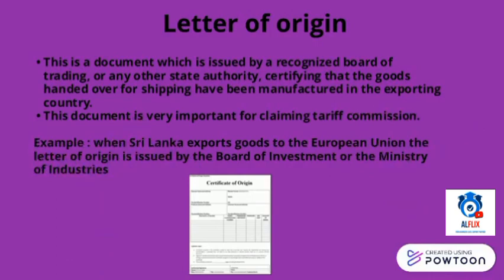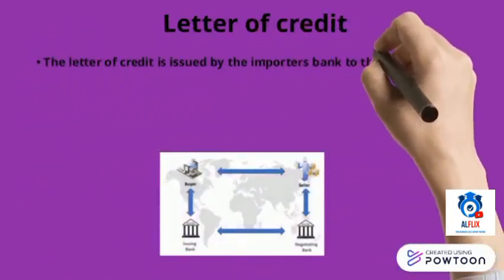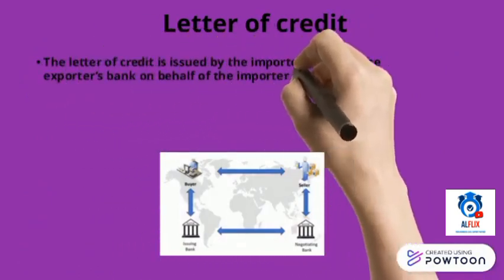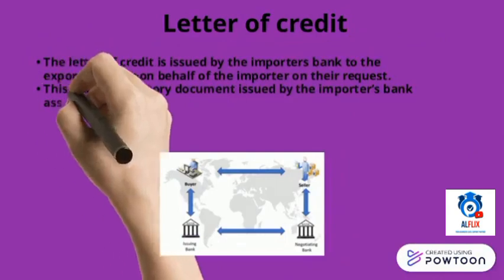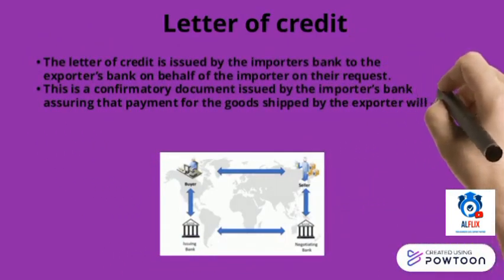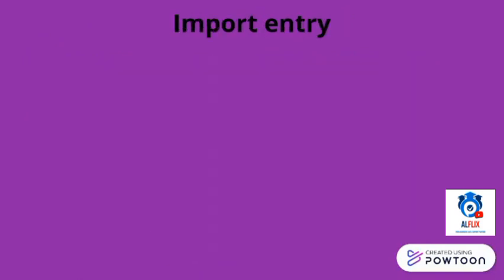Example, when Sri Lanka exports goods to the European Union, the letter of origin is issued by the Board of Investments or the Ministry of Industries. Letter of credit. The letter of credit is issued by the importer's bank to the exporter's bank on behalf of the importer on their request. This is a confirmatory document issued by the importer's bank assuring that the payment for the goods shipped by the exporter will be made.